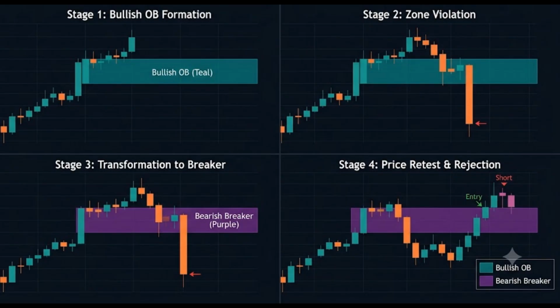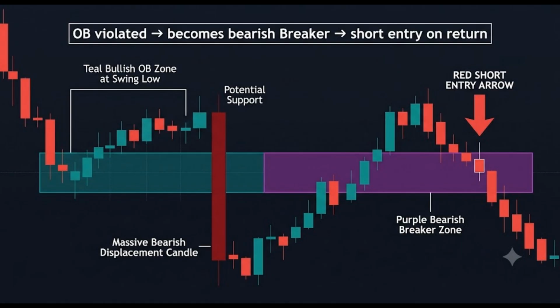Stage 3. When price later retraces back to the breaker zone, it should now act as resistance. The former demand level has become supply. That is the entry opportunity. The bullish OB to bearish breaker flip is the most common breaker configuration and the one that traps the most traders. The sequence: a bullish order block forms.